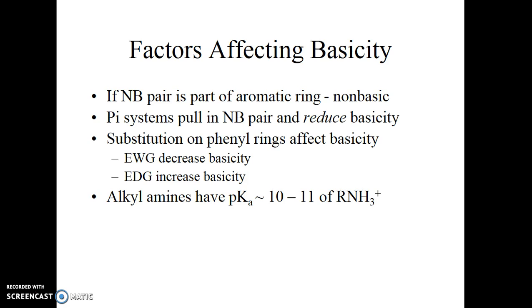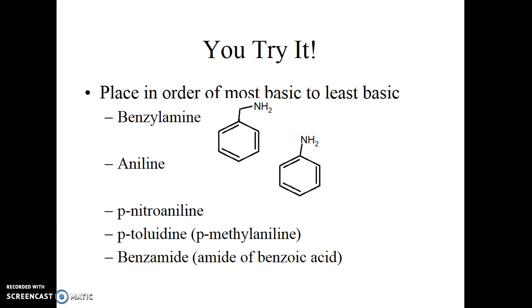Alkylamines all have alkyl groups on them. They're pushing electrons onto the nitrogen, so what you have is a more basic amine when it is an alkylamine. Pi system amines, aromatic amines, are all less basic than alkylamines because alkylamines have electrons being pushed into the non-bonding pairs by the alkyl groups. So go ahead and look at these and try to rate them from most basic to least basic.